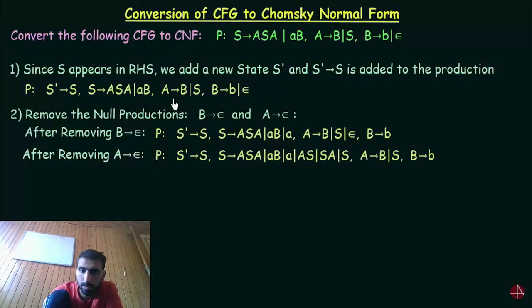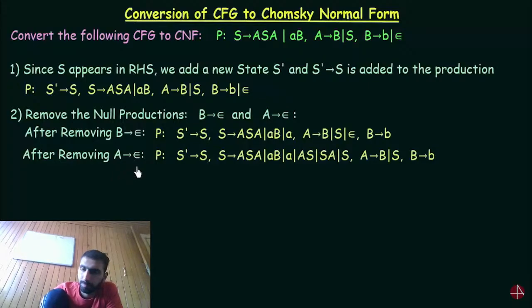Then come to this one, A gives BS. Now from this, if you remove B, what will happen? You will get a production A gives epsilon. So I first write what was already there, A gives BS, and if I remove B, I get epsilon, which is this one. And then B gives B, and we can remove the epsilon from here because this is the null production that we were trying to remove. Now we see that we got another null production, A gives epsilon.